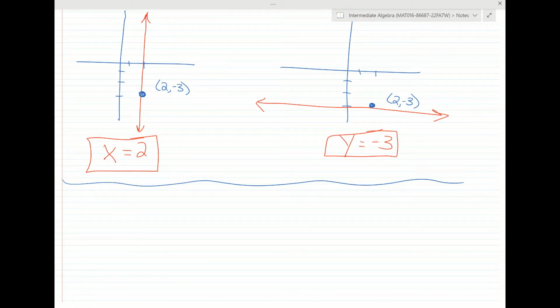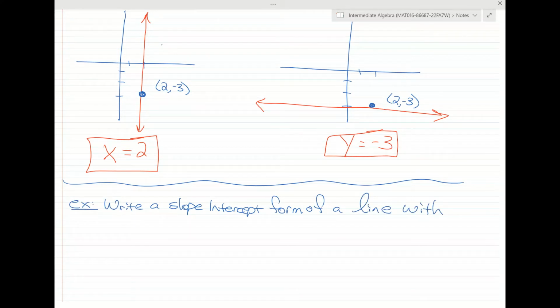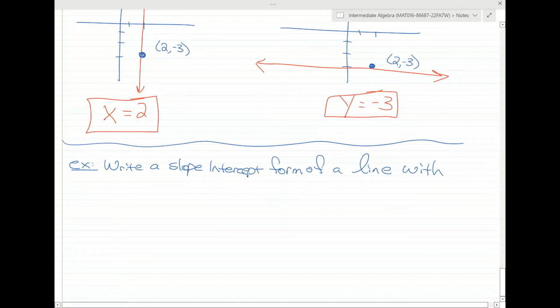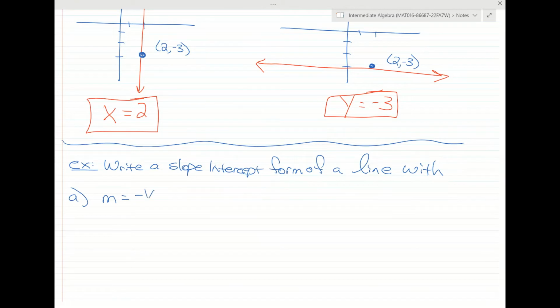Try this. Right? Slope intercept form of a line with slope is -1/3 and a y-intercept of 0, -2.